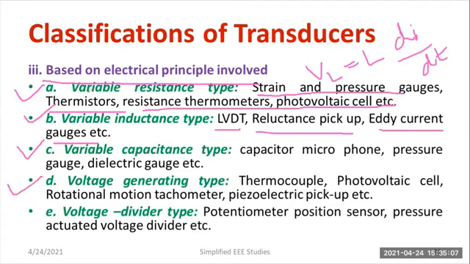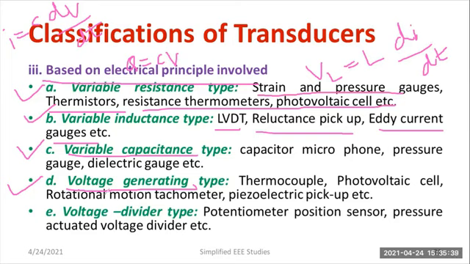Regarding the third subclassification, that means according to the electrical principle involved, the third one is variable capacitance type. It is based on the capacitive principle. You should have the idea about Q = CV and I = C dV/dt. From this, you can say that the current is directly proportional to the rate of change of voltage. And here voltage is directly proportional to the rate of change of current.